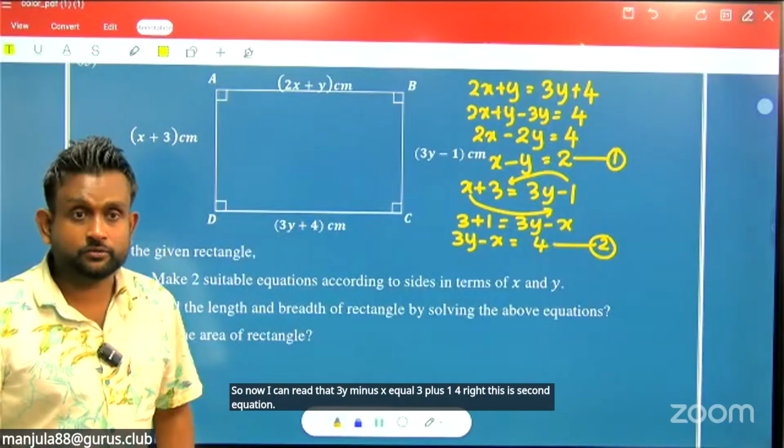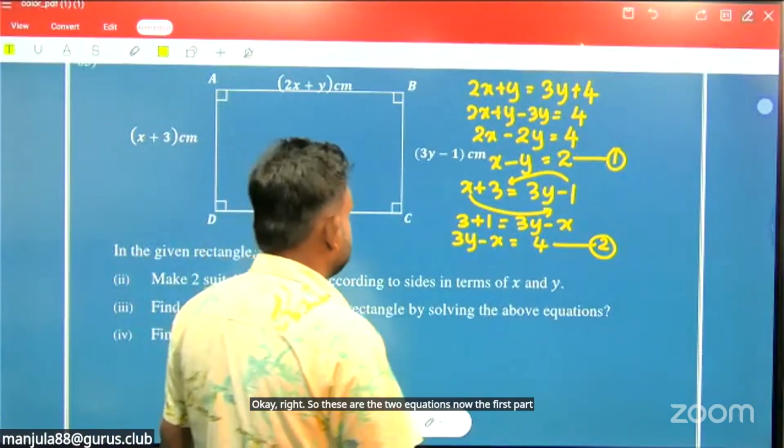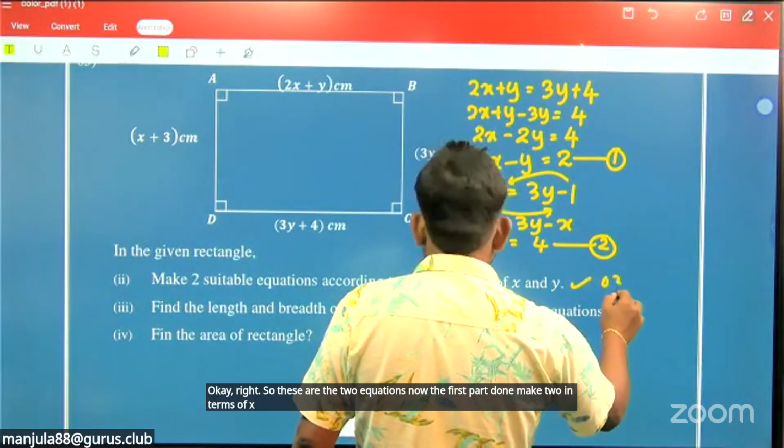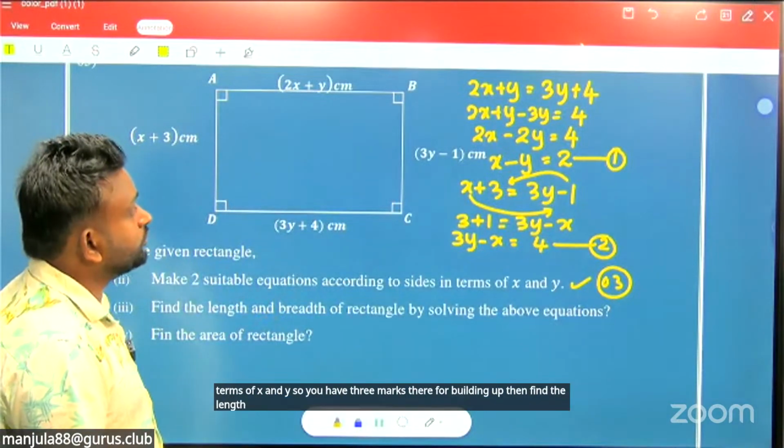Okay, right. So these are the two equations. Now the first part is done: make two equations in terms of x and y. So you have 3 marks there for building up. Then find the length and breadth of the rectangle by solving the above equations.